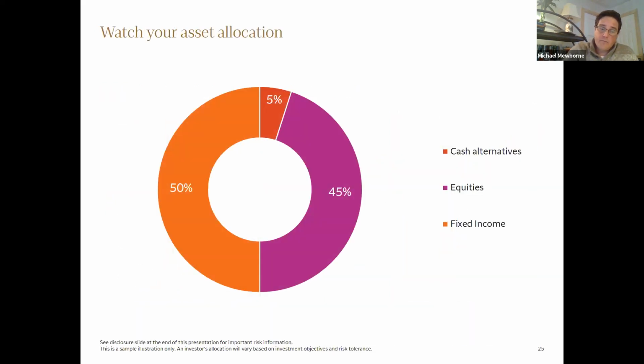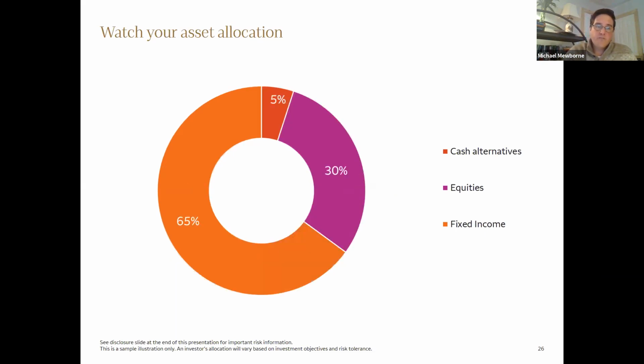Watch your asset allocation. This is all part of revisiting your portfolio on a regular basis. Before we stop talking and I accept your questions to answer, just keep an eye on your overall asset allocation. That's the message that I want to get to you here. In this particular slide, you see 50% fixed income, 45% equities. And let's say that this is an allocation that you think is right for you.